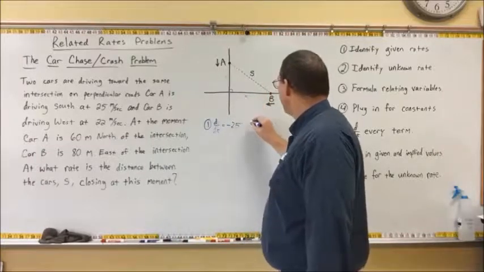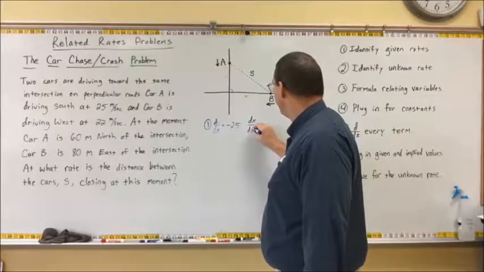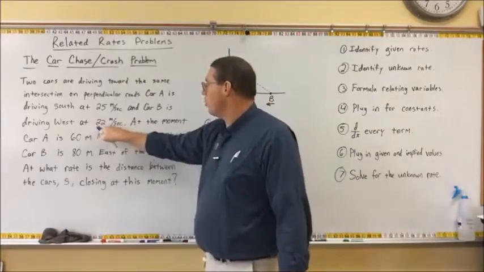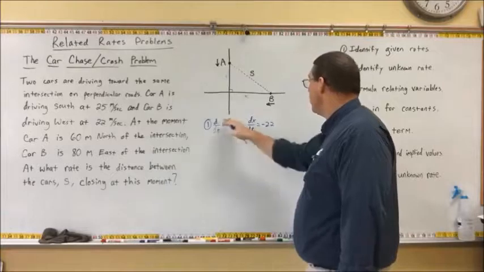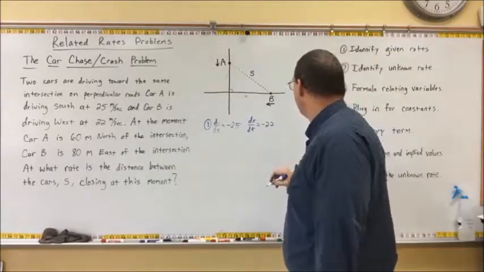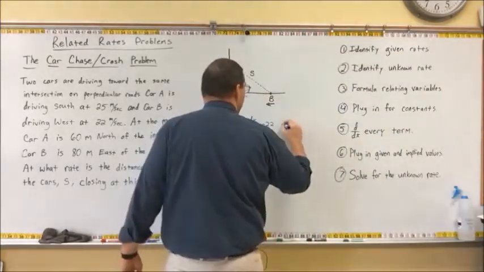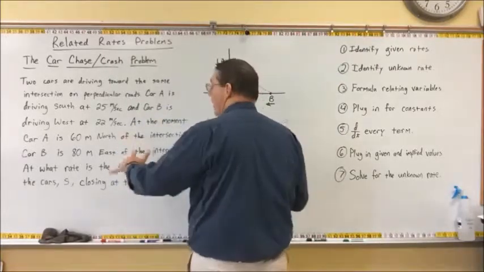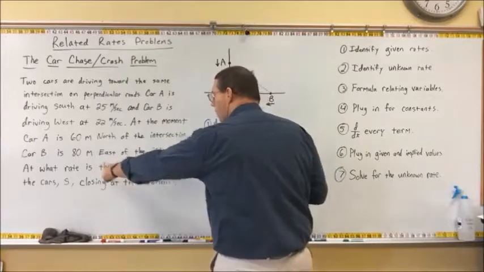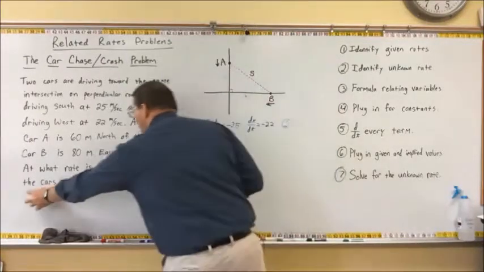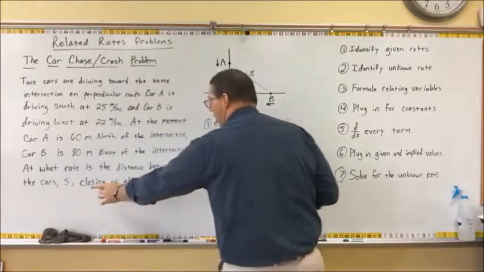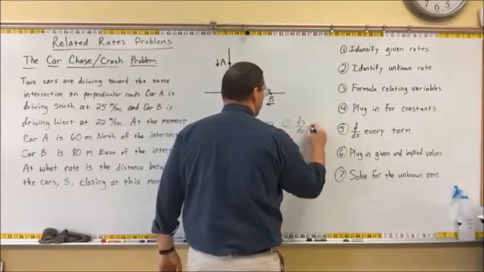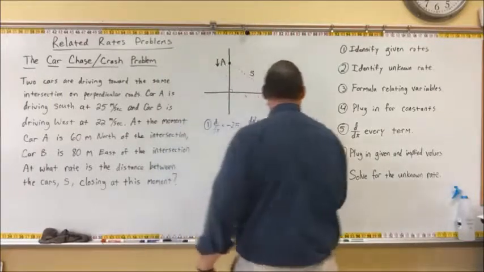And so now x is getting shorter. dx/dt, the rate of change, is negative 22 because car B is driving west at 22 meters per second. So we have our two given rates of change. Now, step 2 says to identify the unknown rate. The question asks: at what rate is the distance between the cars, s, closing? So that's ds/dt. That's what we're trying to solve in this problem.